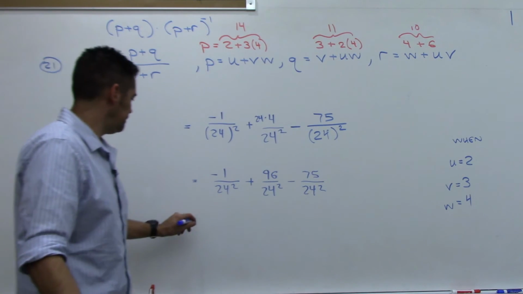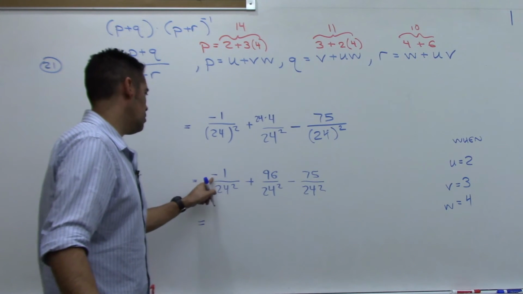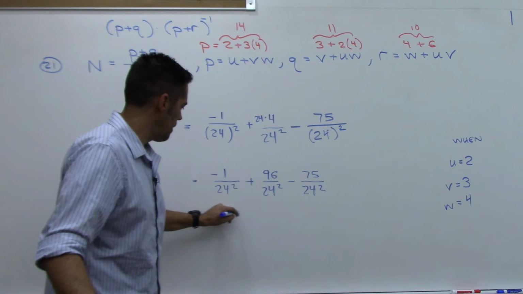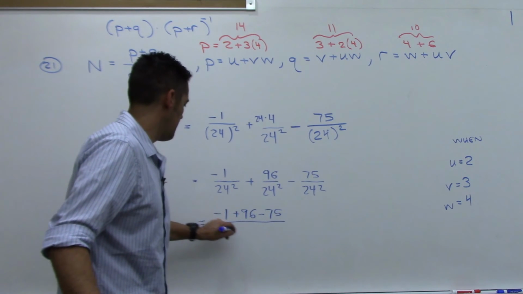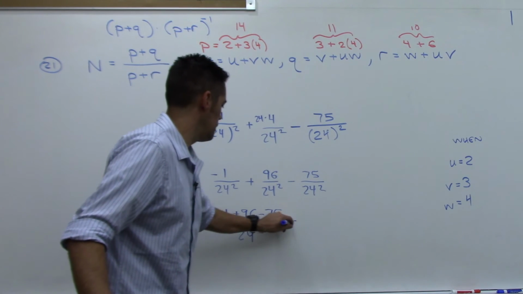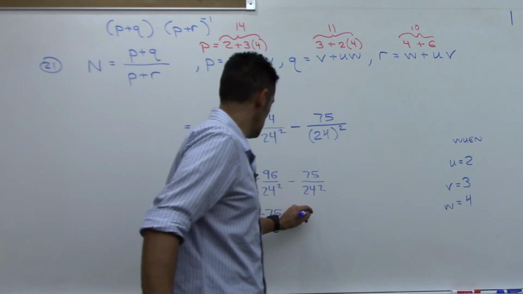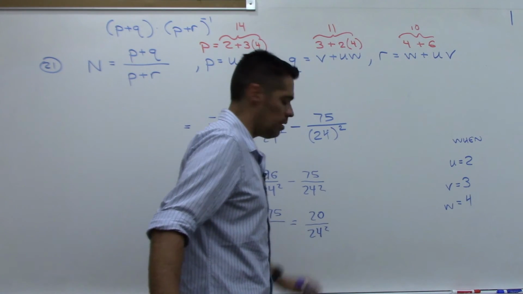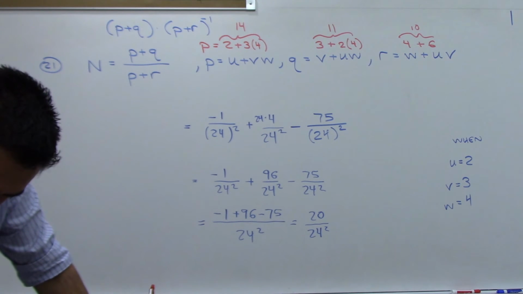So we've got 96, take away one of these. Since they all have the common denominator, I'm doing this. So I believe the top is 20 over 24 squared. Now, let me check this.